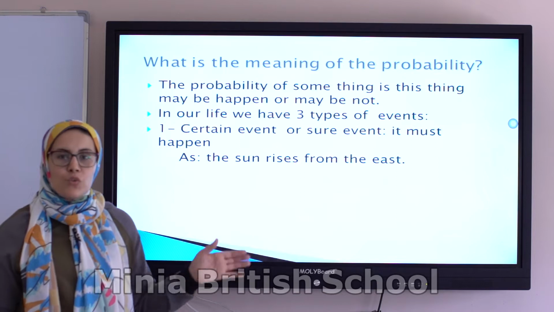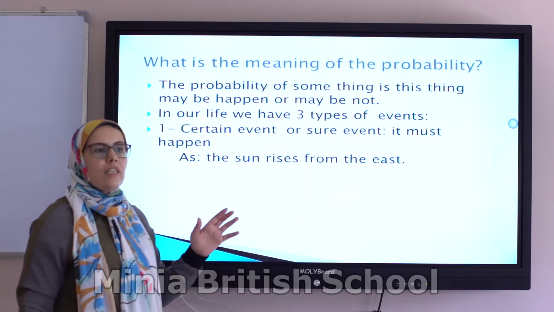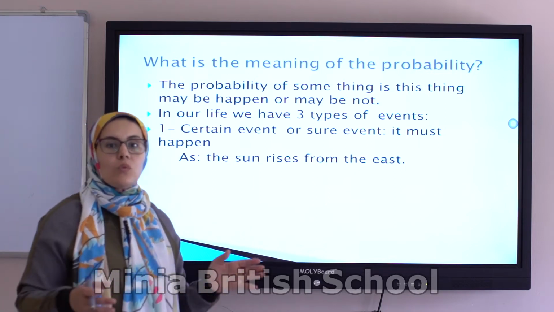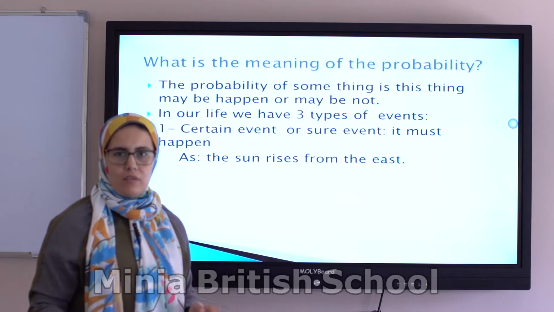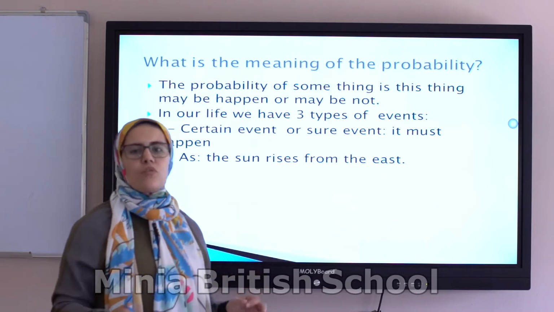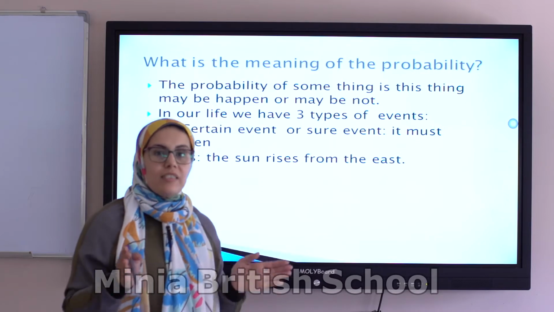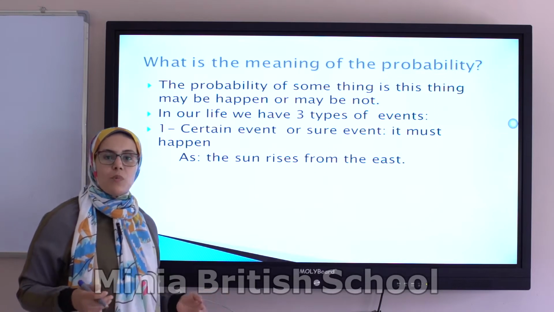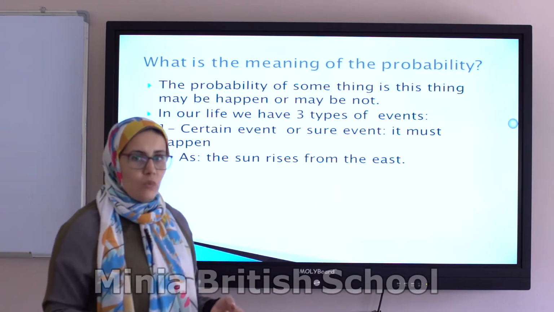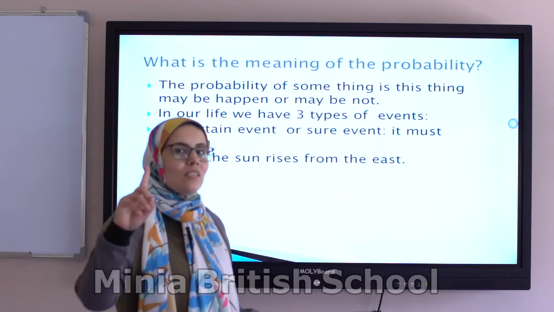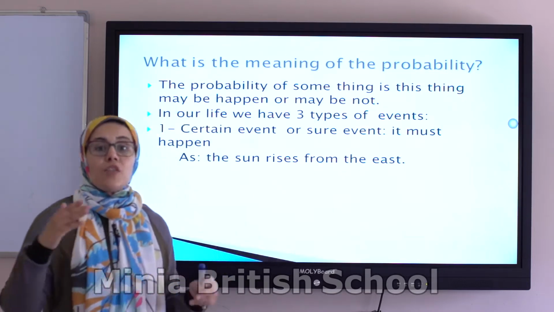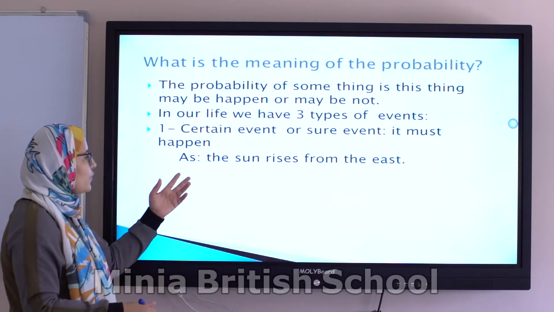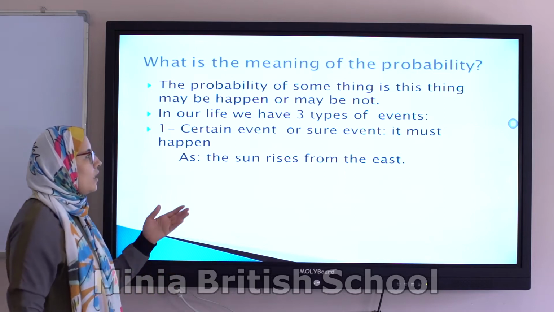This is called a sure event. A sure event or certain event means the event will always happen. I'm sure it will happen, of course. So this is called a certain event. And here, the probability of a certain event equals what? Because I am sure it will happen, the probability of it equals 1. The probability of the certain event equals 1.